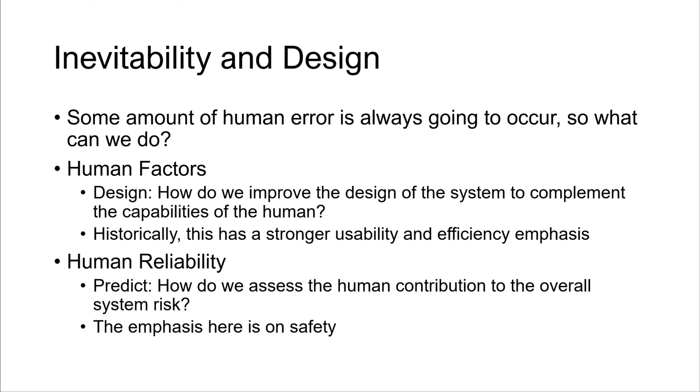The second aspect here is human reliability. This is often used in industrial settings, but it's more of a predictive method. So how do we assess the human contribution to the overall system risk? Yes, we know there's going to be human errors. If a human error happens at one of these 5 decision points, what does that do to the overall probability that we're going to have an issue?